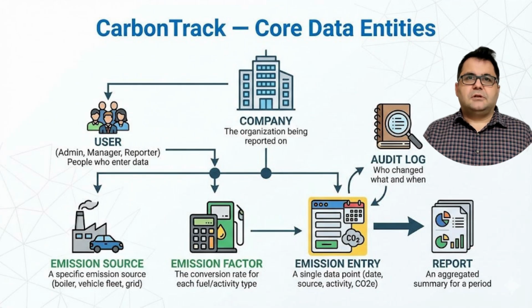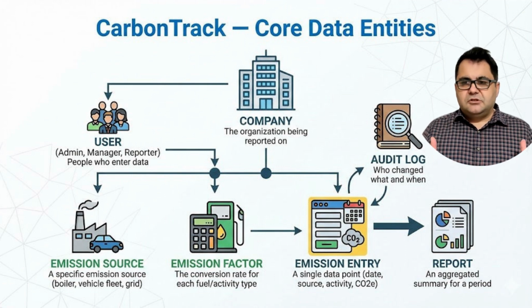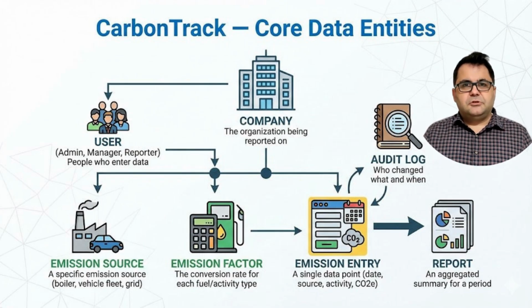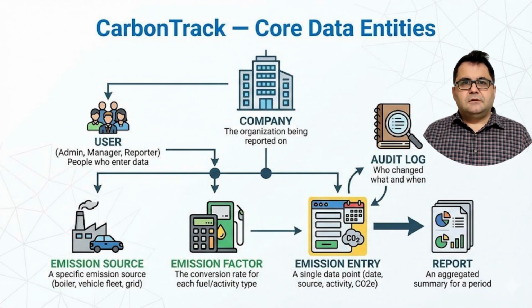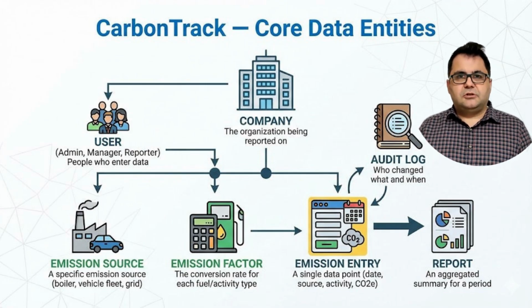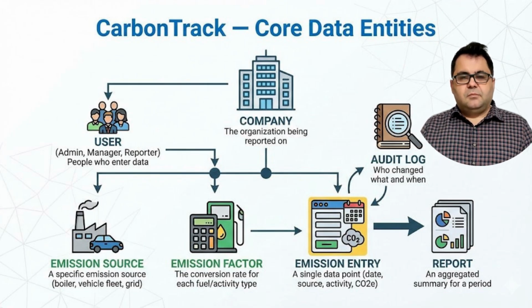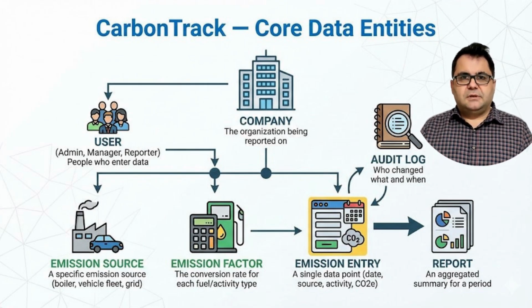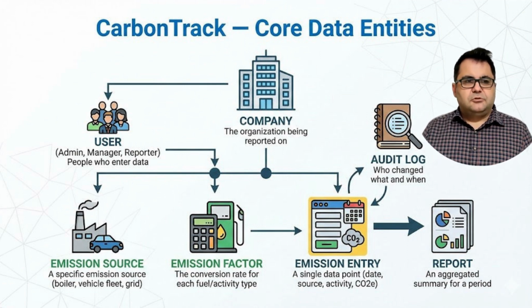These are the 7 core entities of our platform. A company is the organization. Users belong to companies and have roles, admin, manager, or reporter. Emission sources are the specific things that produce emissions. A boiler, a fleet, electricity consumption. Emission factors are the scientific conversion rates. Emission entries are the actual data points users create. Reports aggregate entries into formal summaries, and the audit log tracks every change for accountability. Each of these will become a database table and a PHP class. Today we'll start working with these concepts using simple variables.